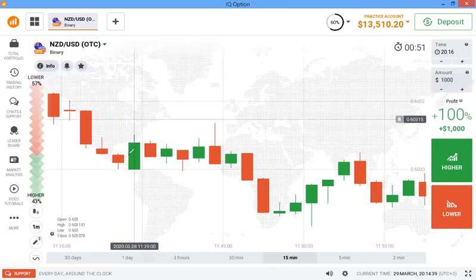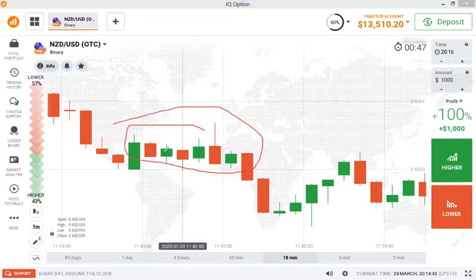This kind of situation is a consolidation area where we have the red pattern, green, red, green, red, green, red, green, red, then red again, green, buyers enter. So in this kind of situation, don't trade. Don't trade in this kind of situation.